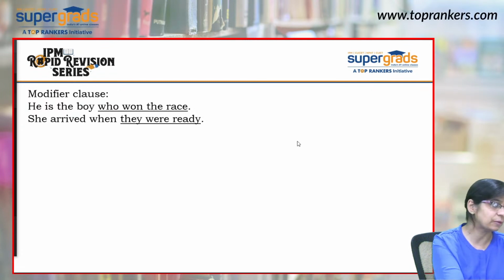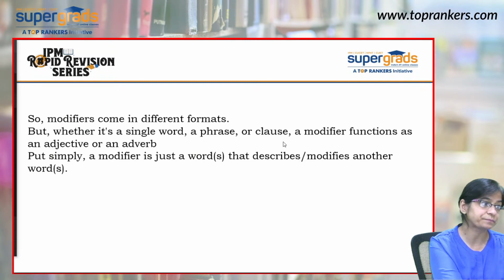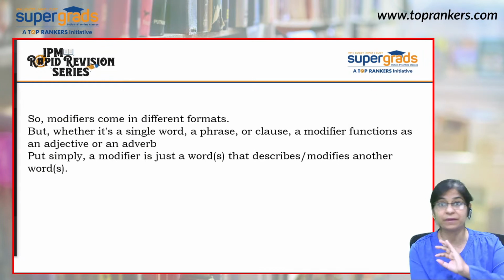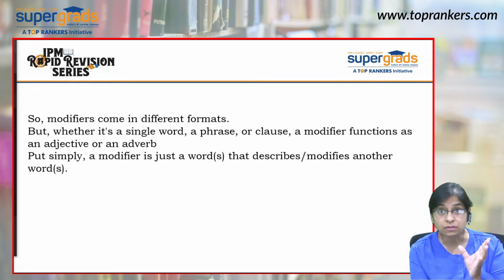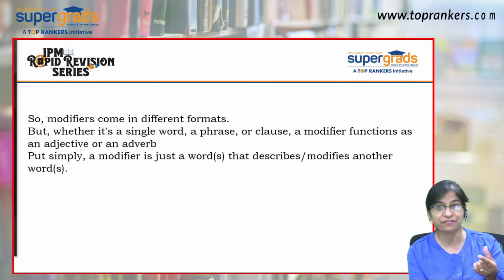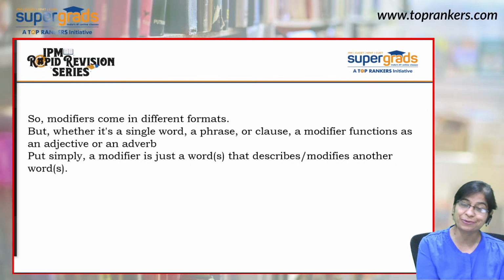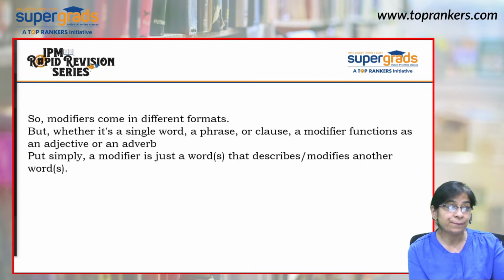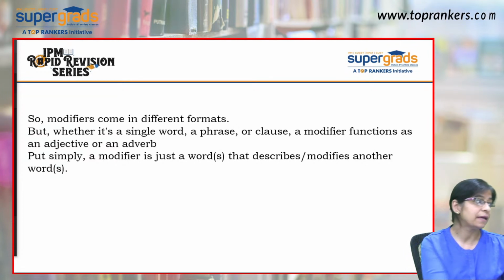So let's look at this now. Essentially, modifiers may come in different forms. It could be a word, it could be a phrase, it could be a clause. But what does it do? It functions like an adjective or an adverb. That is, it tells you more about the noun or the verb or the action that happens in the sentence, right? So they simply modify, that's the bottom line, right?